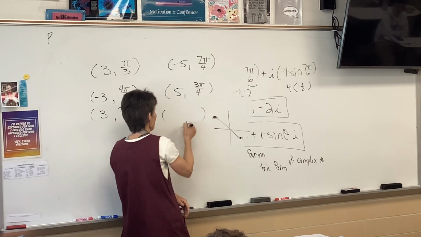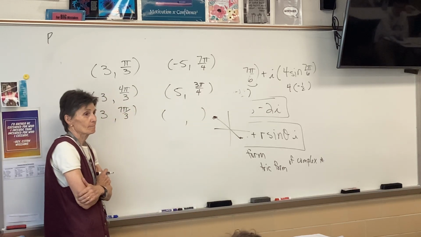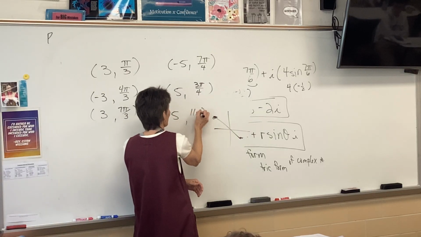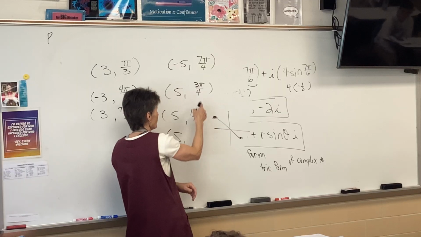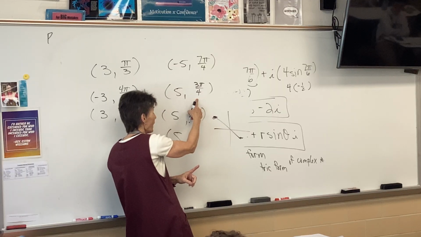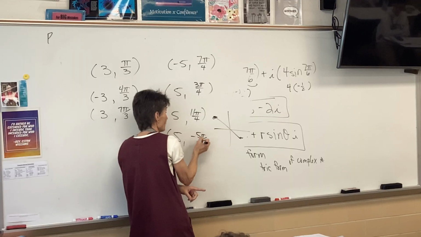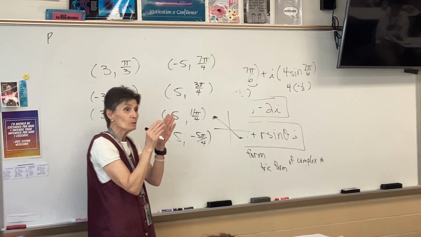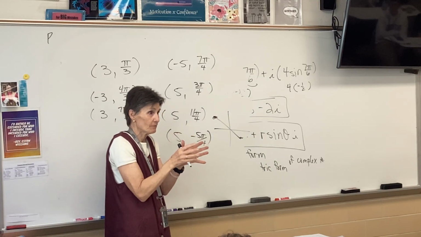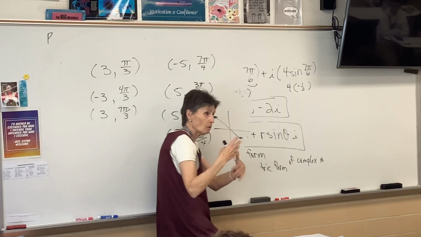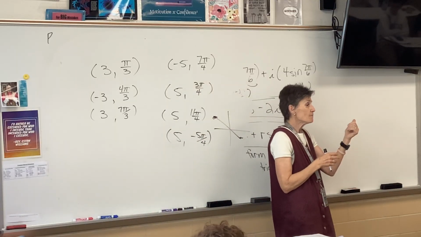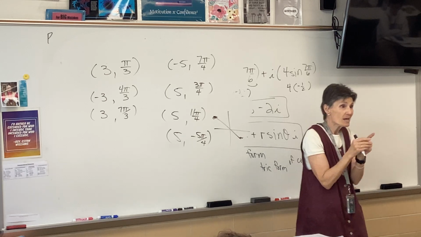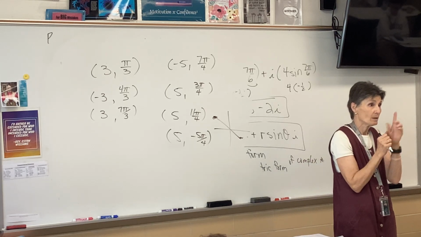What's another name for that? 5 comma, what'd you say? 11 pi over 4, that would be one. Don't forget you can also subtract 2 pi. So we could do negative 5 pi over 4, that would be another one. If you leave r positive, then you just change your angle by 2 pi. If you want to change the sign on r, make it negative or positive, then you have to change your angle by 1 pi.